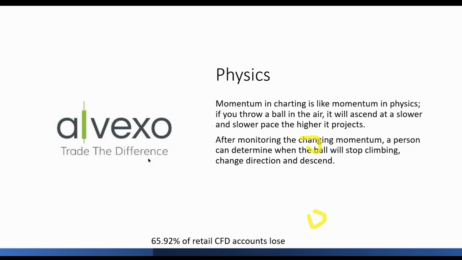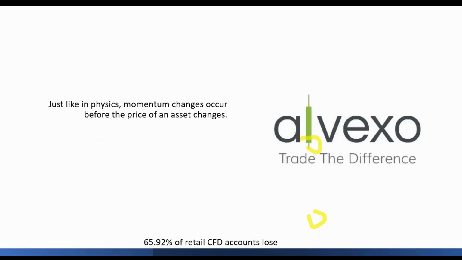So momentum in charting is like momentum in physics. If you throw a ball in the air, it will ascend at a slower and slower pace the higher it projects. After monitoring the changing momentum, a person can determine when the ball will stop climbing and change direction and descend. And this is what the MACD indicator lets you see. You can see that shifting, changing momentum and be prepared for when it shifts back in the other direction. So just like in physics, momentum changes occur before the price of an asset changes.